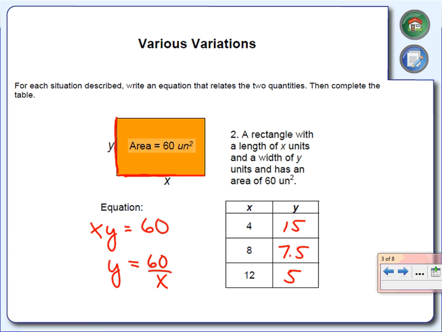Now I want to point something out. Notice we said over here that the length times the width was equal to 60. And regardless of which ordered pair I choose, look what happens when you multiply those two numbers together. What do you get when you multiply 4 times 15? You get that 60. What do you get when you multiply 8 times 7.5? You get the 60. What do you get when you multiply 12 times 5? You get the 60. Okay, so let's not forget about that.